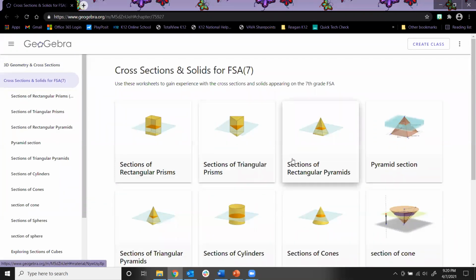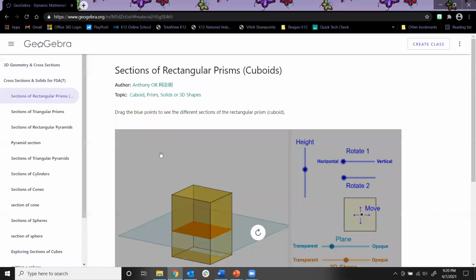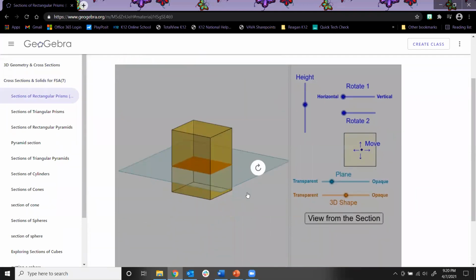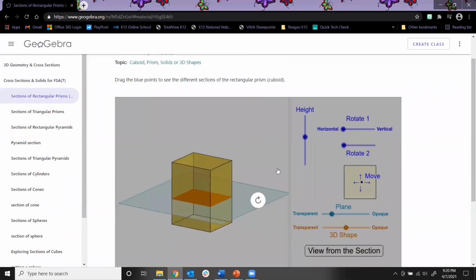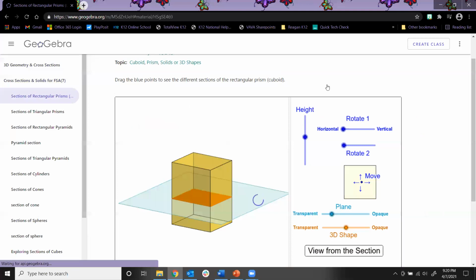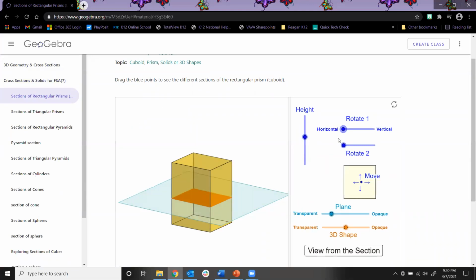So you can play around on this website and just get an idea of what the different cross sections look like. You pick a shape, and then you can decide what you want that cross section to look like. You can move the sliders around to see.